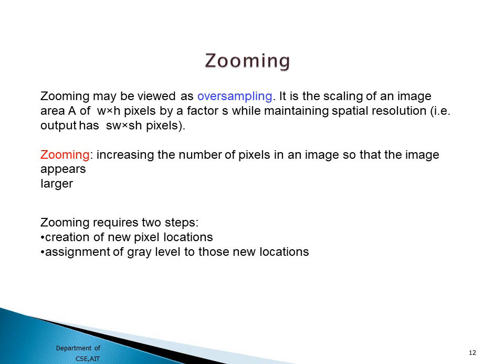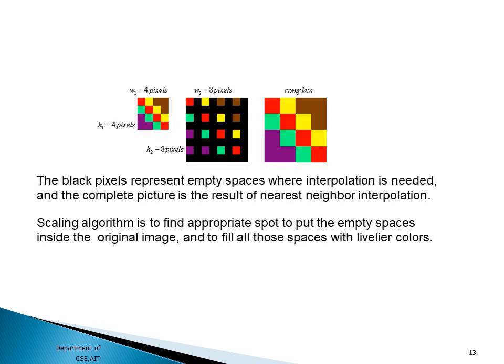First, we have to create new pixel locations which will be adjacent to the original pixel locations we have, and the second is the assignment of gray levels to those new locations. Then we go for assigning the gray level. You can look at this picture, where we have a 4 cross 4 pixel image. So the width is equal to 4, height is equal to 4. The new height and width is double, that is 8 by 8. We got the complete image.